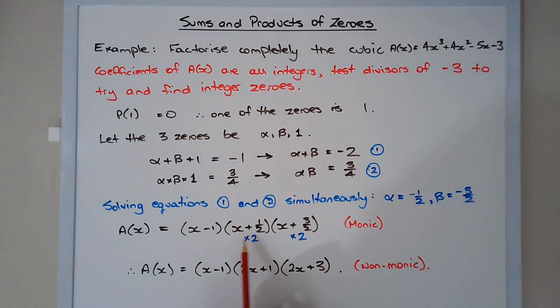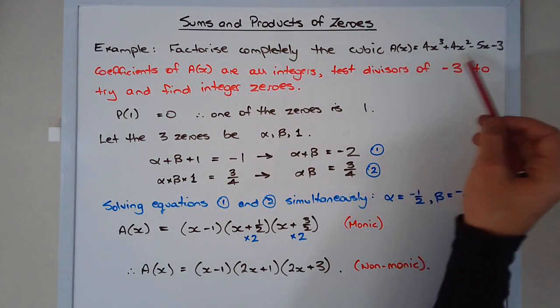So if you look at the bracket in the middle, it's x plus 1/2. We're going to eliminate the fraction by multiplying this bracket by 2. And for the third bracket, if we multiply this one by 2, that'll eliminate the fraction, this 3 on 2. And what we end up with is A of x is equal to x minus 1 in brackets, multiplied by 2x plus 1, multiplied by 2x plus 3 in brackets. And this is the non-monic expression that is the factorised version of A of x.